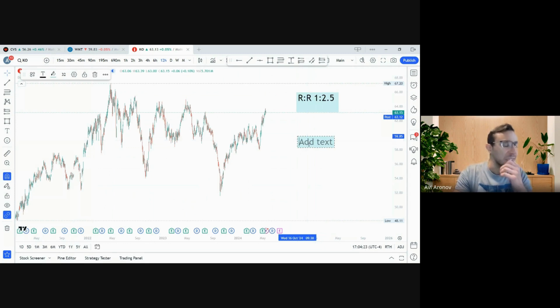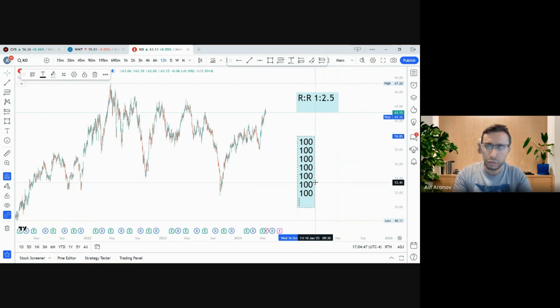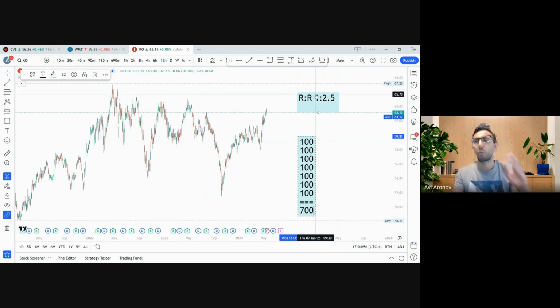So basically what you will see, let's say as an example, we are risking $100, another $100, and another $100, and another $100, and another $100. So 2, 4, 6, 7. Those 7 trades will be equal to $700 that we are losing, because you're risking one time of the money to win 2.5 times of the money.